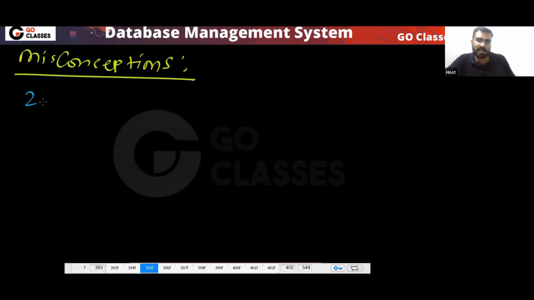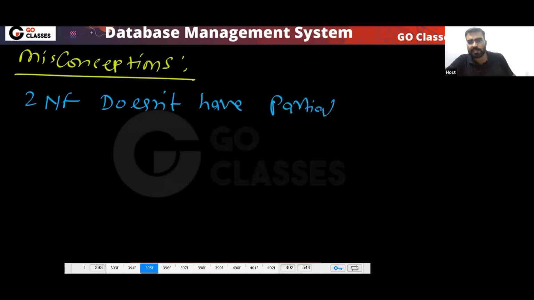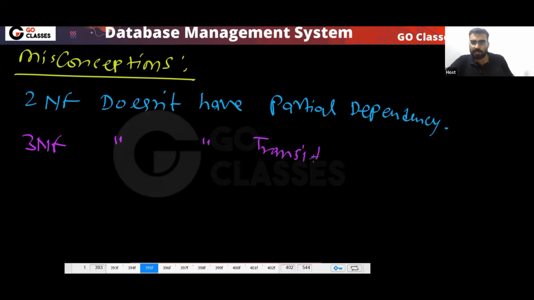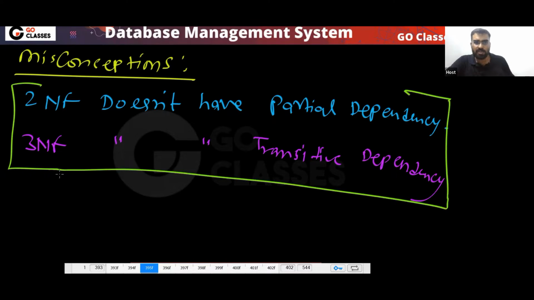These are the misconceptions: 2NF doesn't have partial dependency. 3NF doesn't have transitive dependency. These are misconceptions. These are wrong. Is this clear? Now you might be thinking, see, let me tell you, these are wrong.